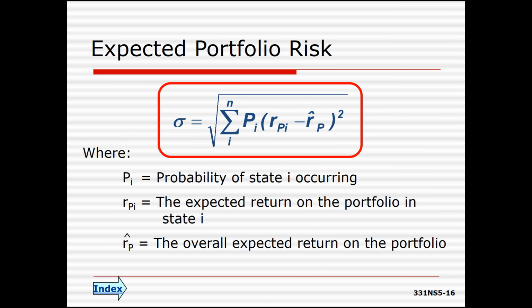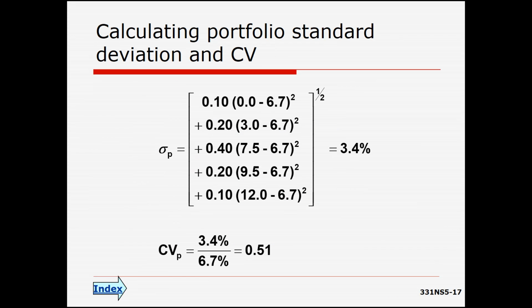This is the formula for the standard deviation of a portfolio. It looks and works in a manner very similar to the formula for a single asset. Again, be aware that this is for use with expectational data, not historical. Probabilities imply expectations. Using historical data requires a slightly different formula, and be very careful to follow the order of operations. Calculating the standard deviation and coefficient of variation for our 50-50 portfolio, we find a standard deviation of 3.4% and a coefficient of variation of 0.51.